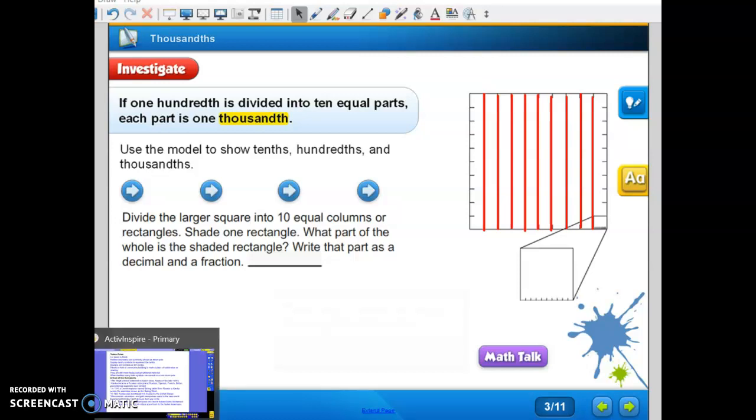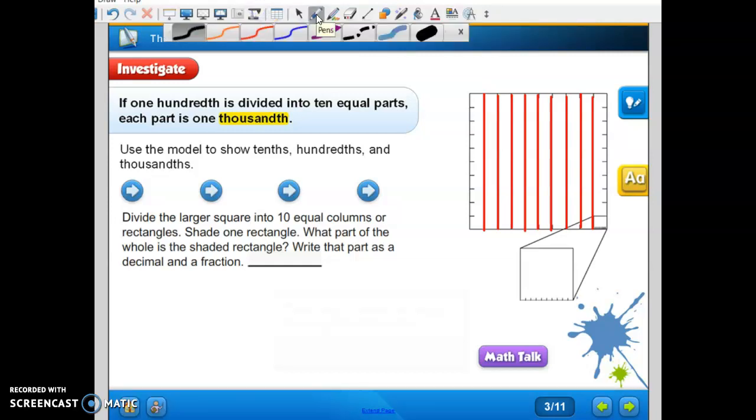Okay, so it says shade one of these rectangles. So you need to choose a colored pencil to shade this one. Kind of like in reading, always working from left to right usually works the best. So shade in that one. Now it says to write that part as a decimal and a fraction.